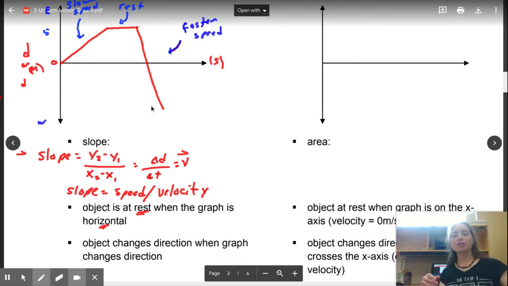So if you're flatlining here, you're still at rest. You just haven't gone anywhere. You're flatlining here. You're still at rest. You're just farther away from where you initially started.